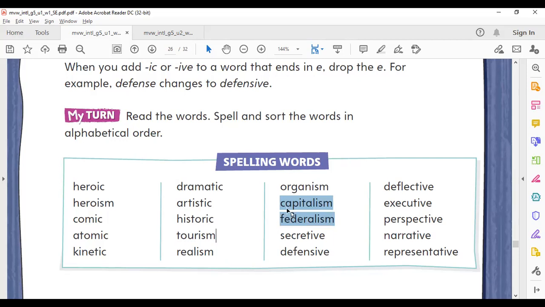Two of them are capitalism and federalism. They are two ways of how to rule a country. So how to rule a country has two ways, either capitalism or federalism. We will skip those two and move on to Yusuf.